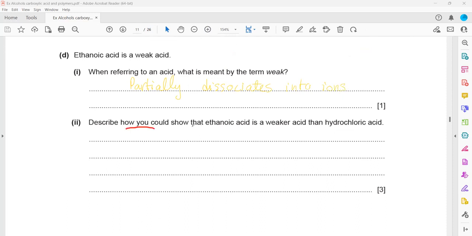Describe how you could show that ethanoic acid is a weaker acid than hydrochloric acid. Use universal pH indicator; the one with the lower pH is the stronger acid, with more ionization. What else can you say? You can add a metal; the one which gives more rapid effervescence is stronger. You can also see how much carbon dioxide is produced.